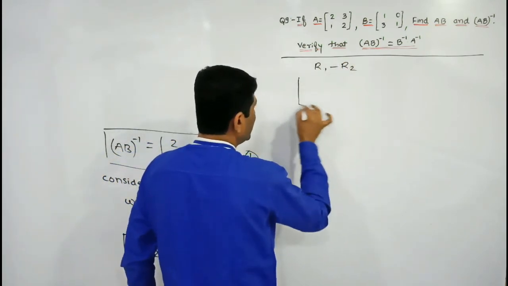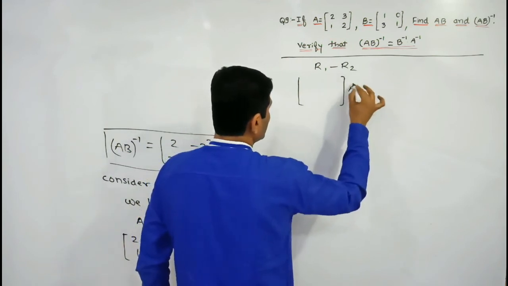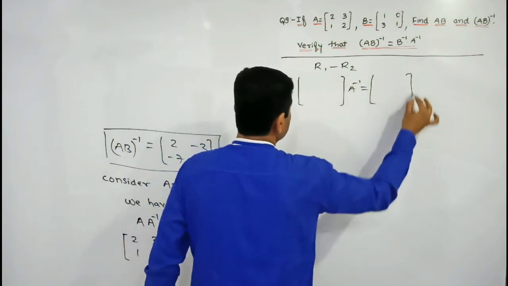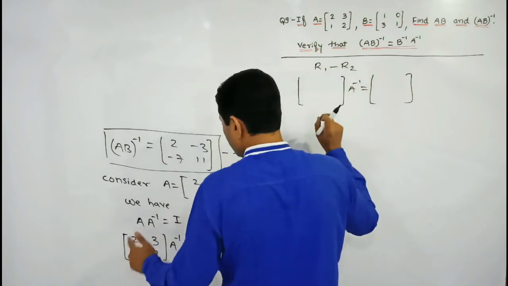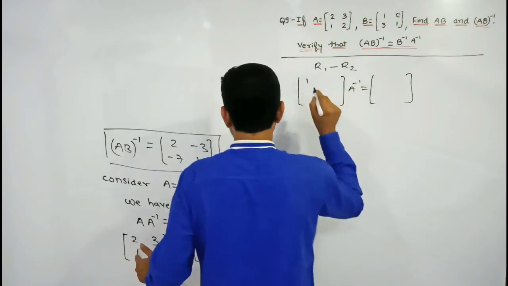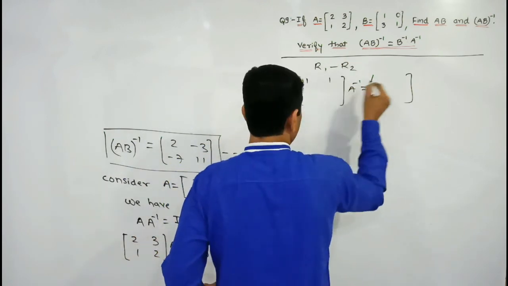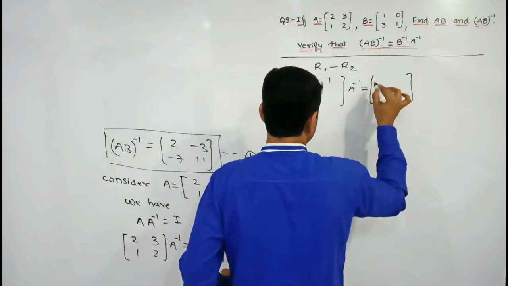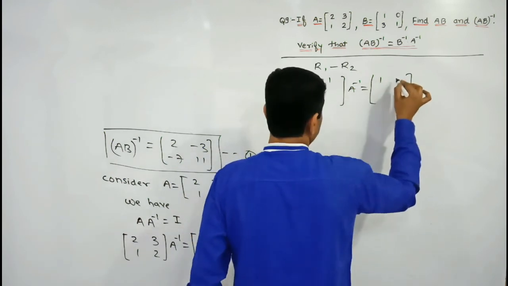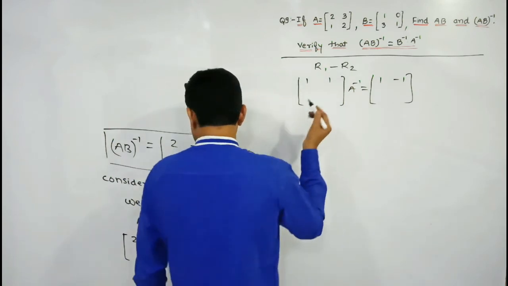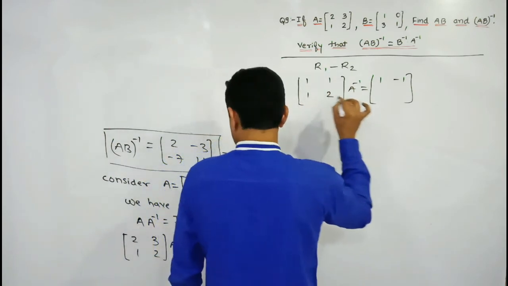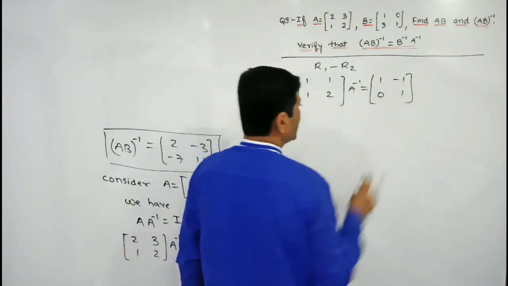Let us see what we'll get here. Our operation is on R1, so keep the element of R2 as it is. What is the operation on R1? R1 minus R2. 2 minus 1 will be equal to 1, and 3 minus 2 is 1. Perform the same operation on this side. 1 minus 0 is 1 and 0 minus 1 will be equal to minus 1. Keep the elements of R2, 1, 2, 0, 1, as they are.